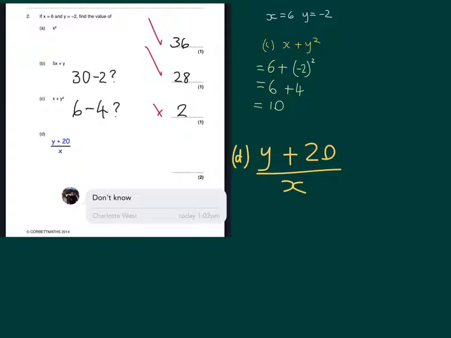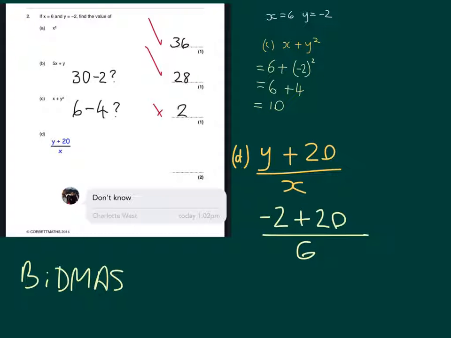So in a similar way, I'm literally going to write the same thing down again, but instead of the letters I'm going to put the numbers. So instead of y it's minus 2 plus 20 all over, instead of x it's 6. And then using BIDMAS, so that's brackets, I haven't got any brackets, no indices, I do have a divide and I do have an add. But here's the thing, normally you would do divide first, but because this divide is the whole of the top divided by the whole of the bottom, I can't do it until I've worked out this bit at the top. So minus 2 plus 20 is 18, and that's 18 divided by 6, which is 3.